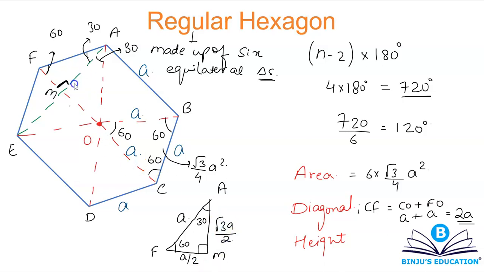So this AM, I'm shading this with black, this AM here is root 3A by 2. So this ME will also be root 3A by 2. The same way you can do it for FME also, right? And it's a regular polygon, so the two triangles are going to be congruent. So if AM is root 3A by 2, ME has to be root 3A by 2. So root 3A by 2 plus root 3A by 2 is root 3A. So height is root 3A.